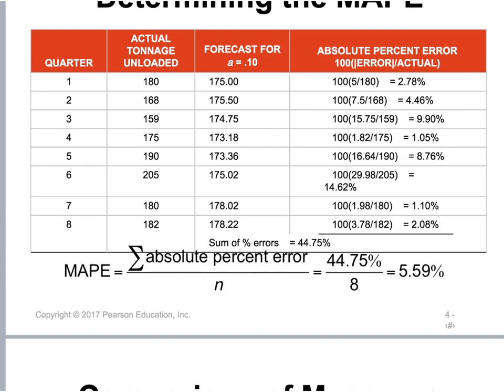Here, it's 180 versus 175, so you're just off by 5. 168 versus 175.5, you're just off by 7.5. Directionally, it doesn't matter. Sum up all the different errors, then divide by n, times 100%.